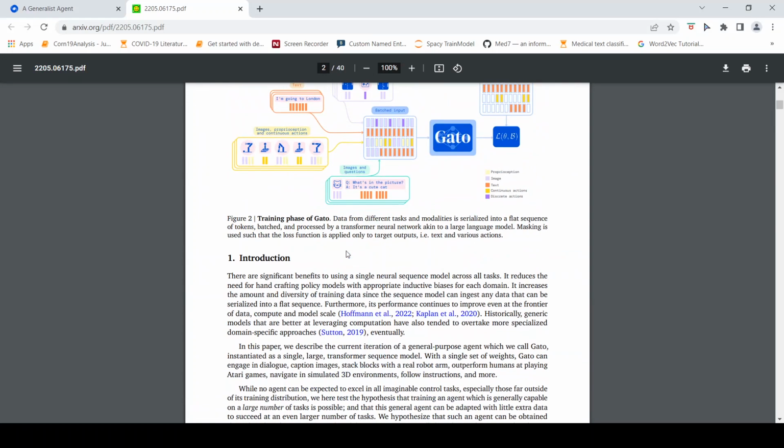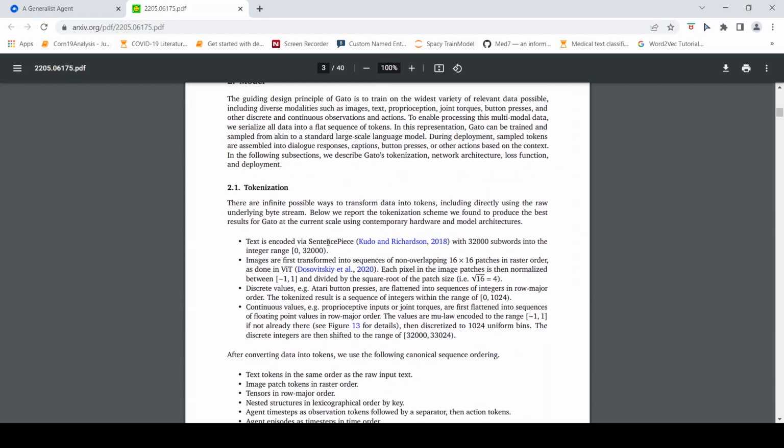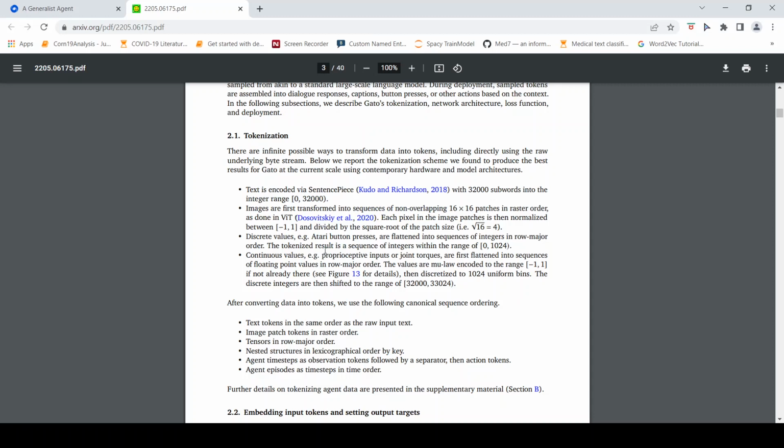And what they say over here is how the training is done. Basically, the tokenization happens. If it is text, you use SentencePiece, a tokenizer, to create tokens. If it is an image, it is ViT-based transformer patches in raster order. If it is discrete values, the tokenized result is a sequence of integers in row-major order. If it is continuous values, they are first flattened into a sequence of floating point values in row-major order. So this is how tokens are created depending upon different types of input.